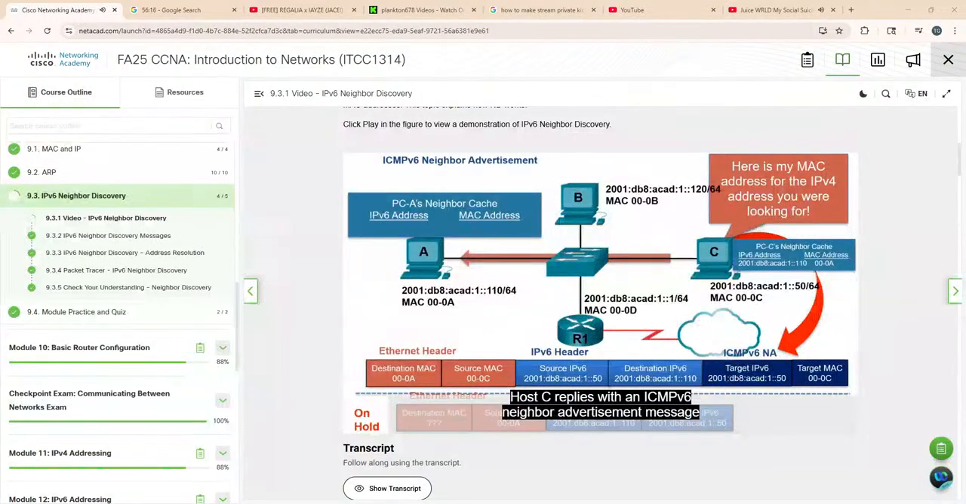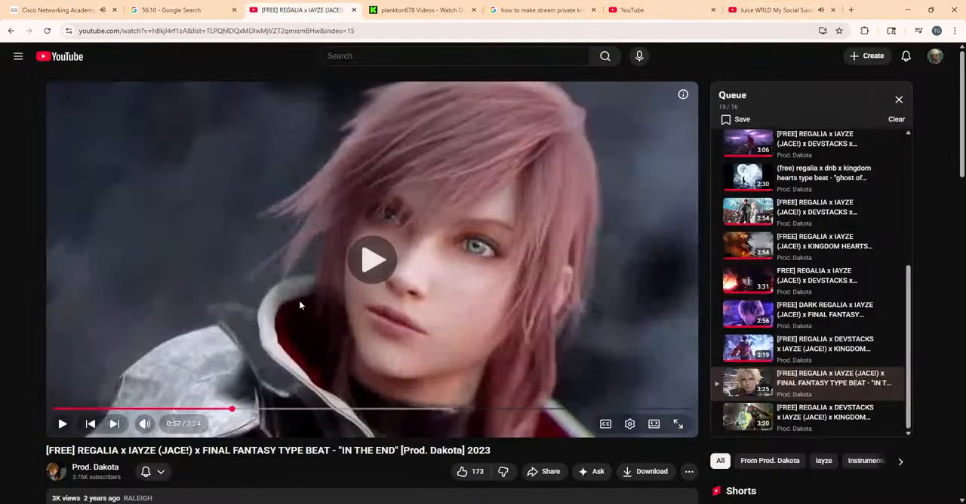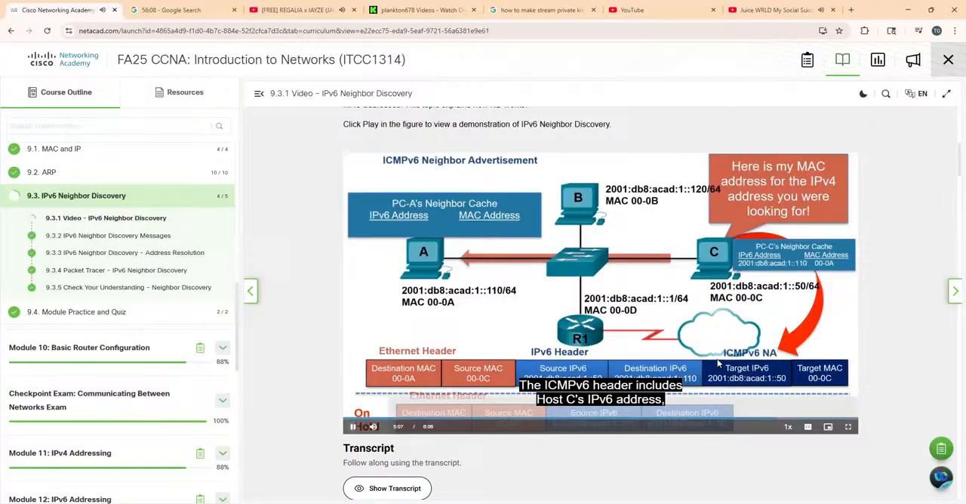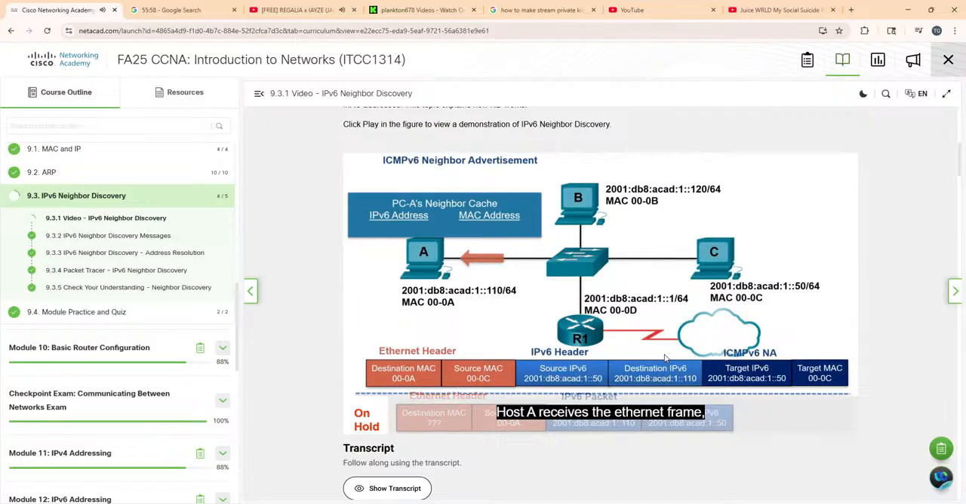Neighbor advertisement message sent as an Ethernet unicast message directly to host A. The ICMPv6 header includes host C's IPv6 address, which host A already knew, and the associated MAC address that host A was requesting. Host A receives the Ethernet frame, examines the IPv6 address and the MAC address in the ICMPv6 header, and adds it to its neighbor cache.